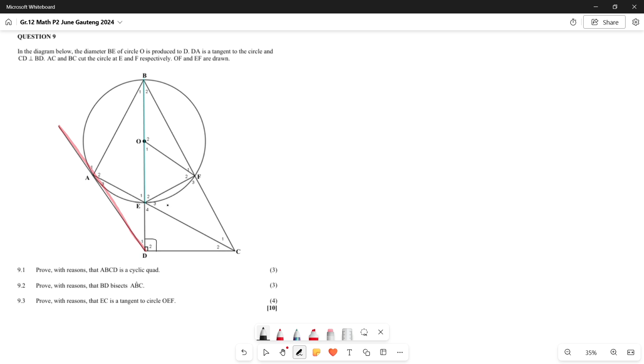They also then say AC and BC cut the circle at E and F respectively. OF and EF are drawn. So quite a lot of information, but the highlighted lines over here and the angle that's been given are usually what we're going to start our question with.